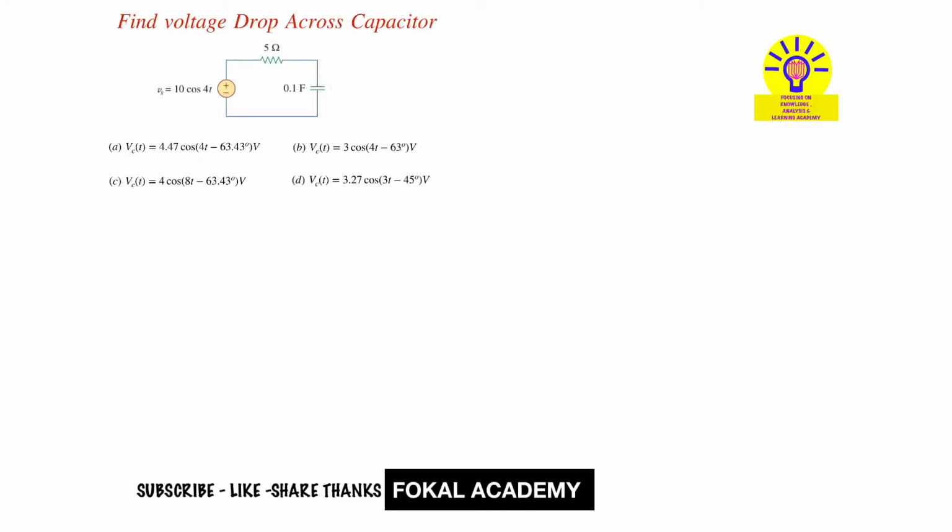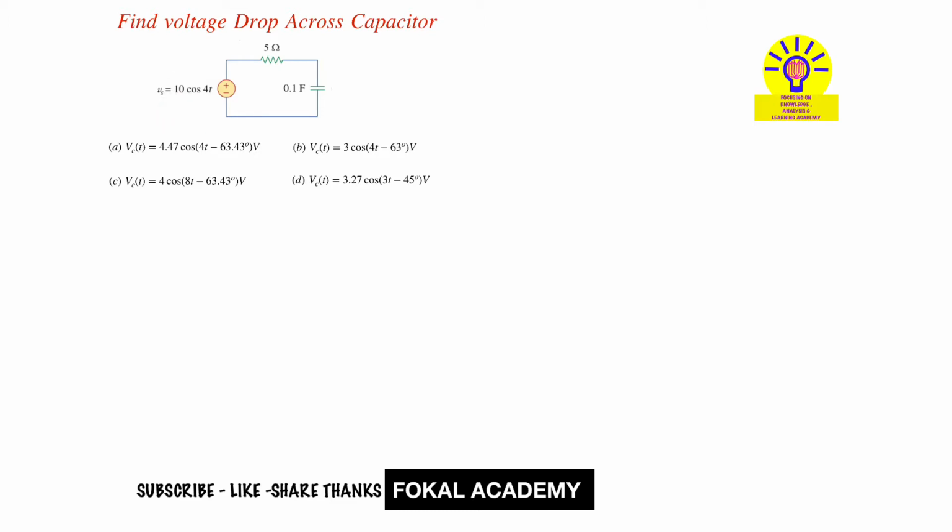See in this problem, here we have to find the voltage drop across the capacitor. So here an RC circuit is given, connected with an AC source. Now how can you find the voltage drop across the capacitor? This is the problem. So first of all, convert the AC source into the phasor form.